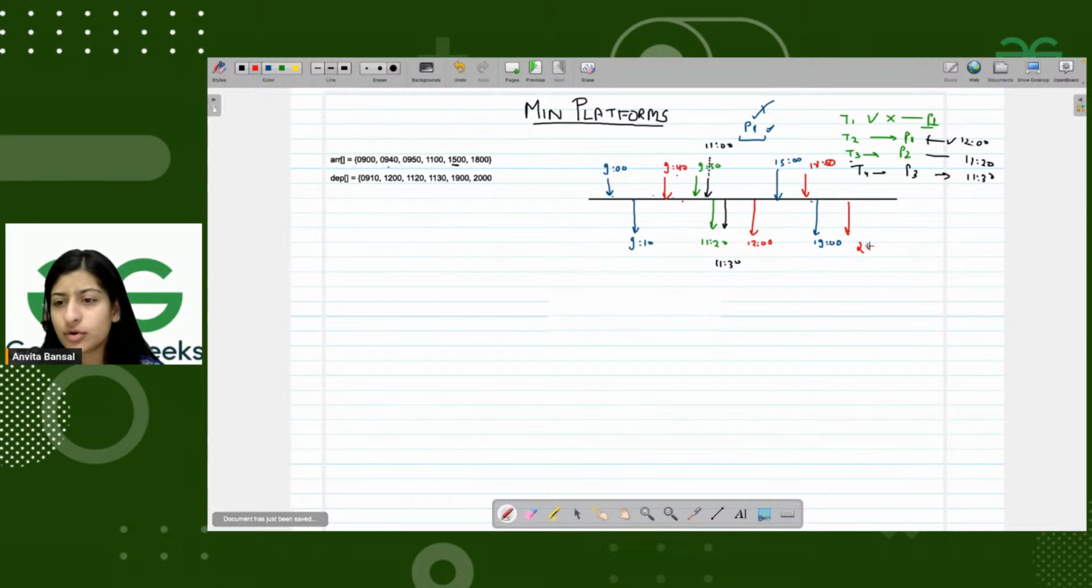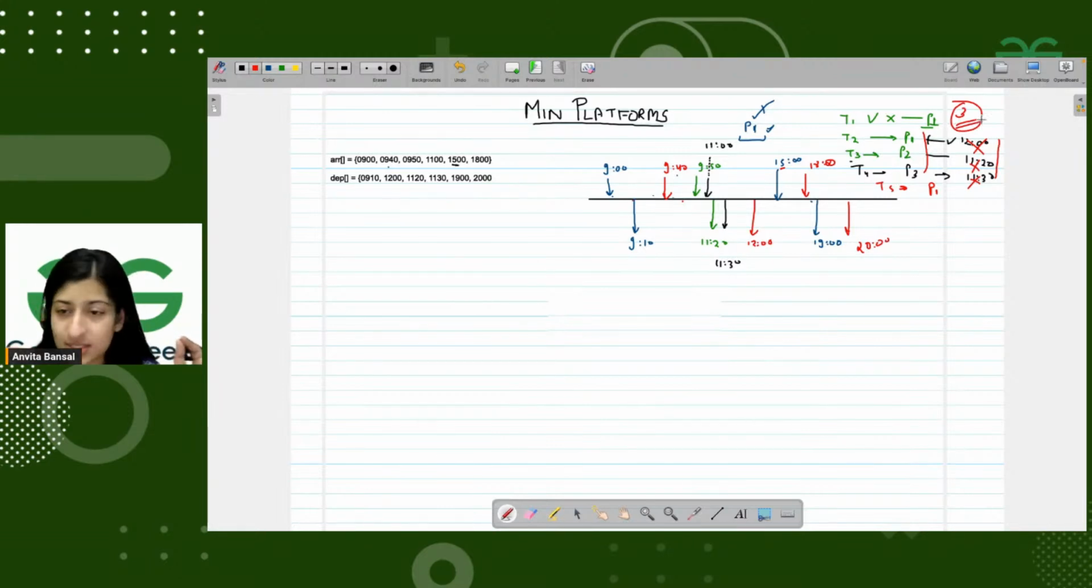So I know for sure that by the time this train comes, at 3 p.m., the departures I am yet to do are those of T2, T3, and T4. And by the time T5 comes, that is at 3 p.m., 15:00, all the departures must have already taken place. So I'll have all my platforms free. So I can again utilize any of P1, P2, P3. So till now, what was the maximum number of platforms that were occupied at one time? That was 3. So that is the minimum platforms I would require.